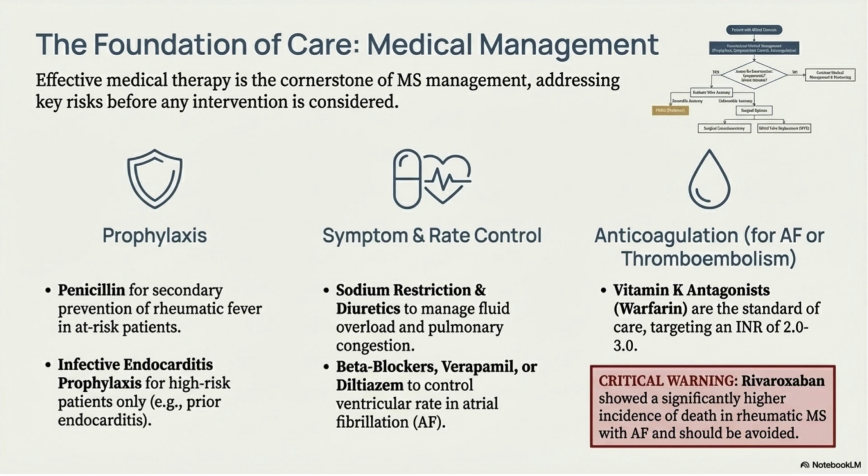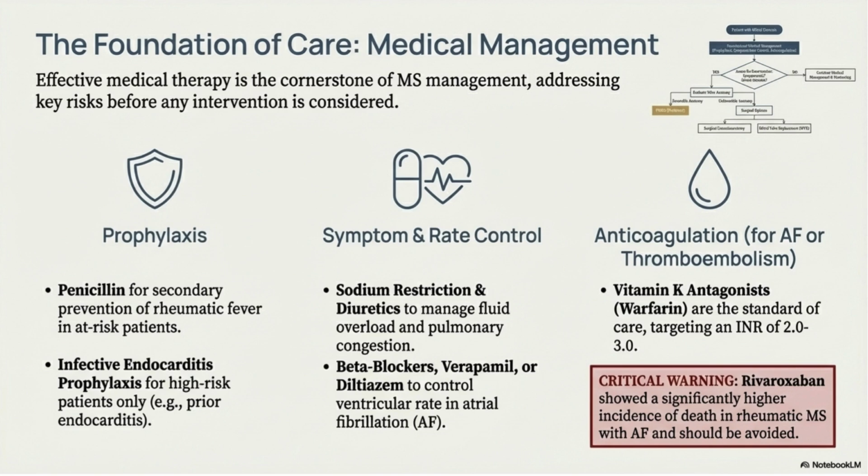This is a really crucial detail, especially with all the modern direct oral anticoagulants like rivaroxaban that are so common now. Do they apply here? This is paramount, and it's a major deviation from standard practice. We have to highlight the specific evidence here. There's a randomized trial looking specifically at patients with rheumatic MS and AFib, and it showed a significantly higher incidence of death and thromboembolic events in patients treated with rivaroxaban compared to those treated with a vitamin K antagonist, like warfarin. That is a staggering finding.